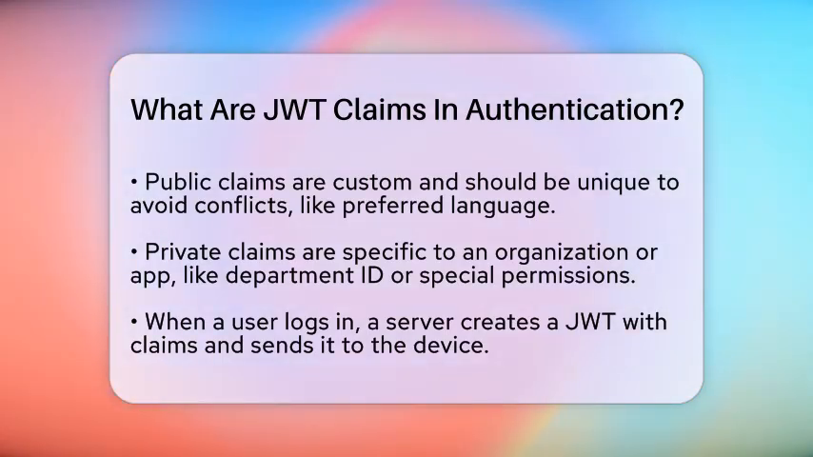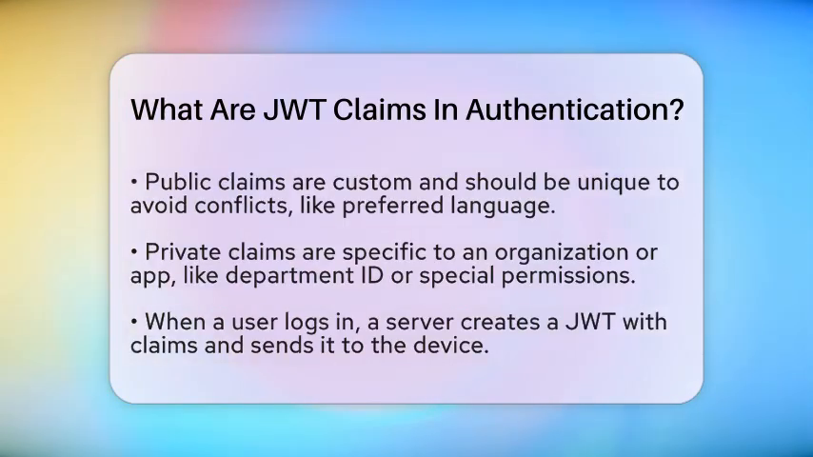In backend development, claims are the core data that help verify your identity and decide what you can do. When you log in, the server creates a JWT with these claims and sends it to your device. When you make requests, your device sends the token back, and the backend reads the claims to check if you're allowed to access the requested resources.